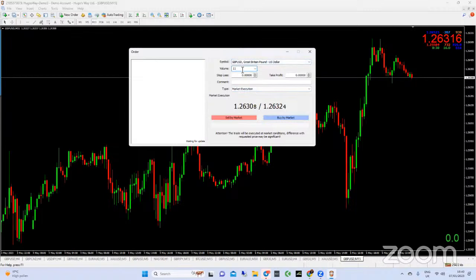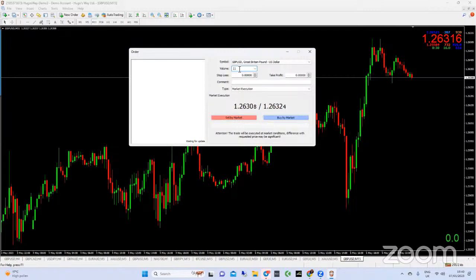Guess what? If you type in a lot size that is way bigger than your account can accommodate, the trade would not execute. Your trading platform, your MT4, would not execute it. I suppose that's a safety measure. For instance, if you have a $100 account and you are typing in 10 lots, it will give you an error message.